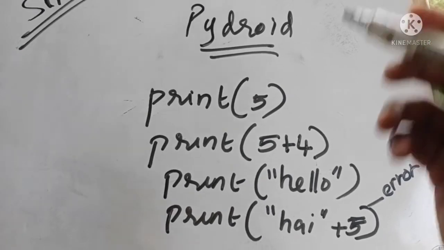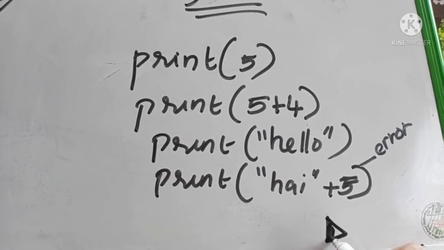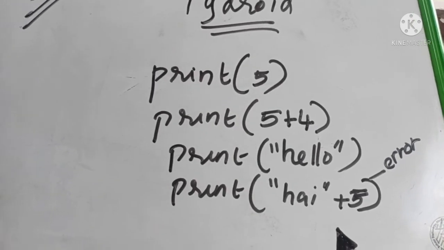Okay, after writing the code, you can see a run button like this, right? Just click on the run button and you can see the output.